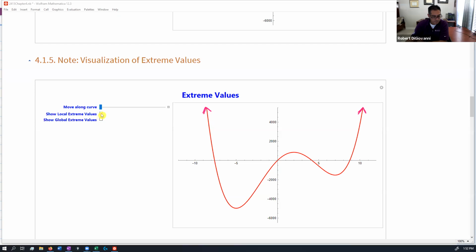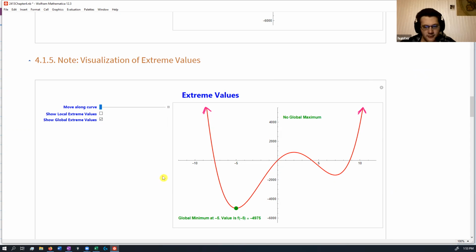Locally, that's what we have. 2 local minimums, 1 local maximum. That's it, right? We don't have endpoints now, so we can't count the endpoints at all. So 2 local mins, 1 local max. Global, what do you think for global? Do we have a global minimum? Yeah, it would be at -5. That's where it occurs, right? But we don't have a global maximum.